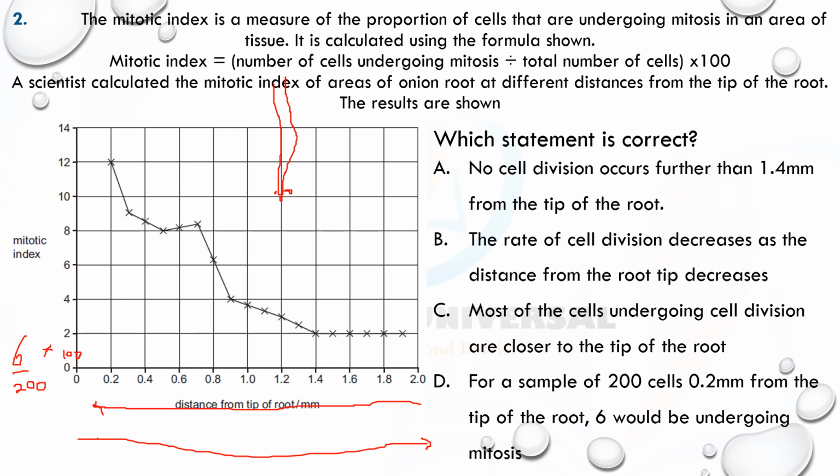And they say that this is happening at 0.2. So if you check 0.2, it is actually 12. So this will give us 3. So the answer is C. Okay, the answer is C. So let's go to the next question.